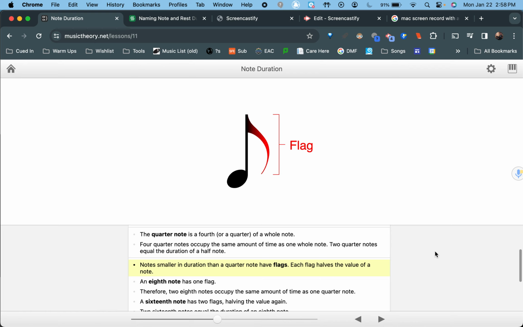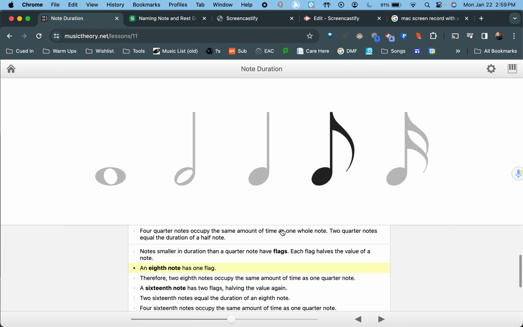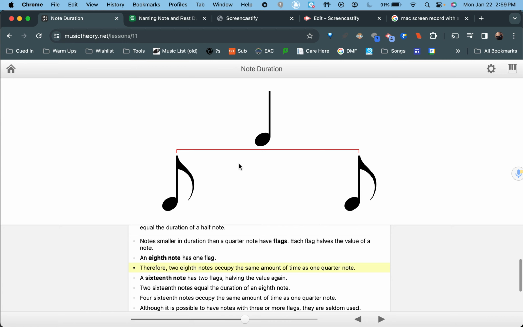Anything smaller than a quarter note has a flag, right? It looks like a kind of fancy yet weird little flag on it. A flag halves the value of the note beyond a quarter note, okay? So one flag is going to make it half, two flags is going to make it half again. So we're dealing with just halving things. We're not doing any other weird kinds of ratios. We're just talking about halves and wholes, so multiplying by 2 or dividing by 2, okay? An eighth note has one flag, and it's going to be half of a quarter note. So our quarter note is going to be 1 beat.